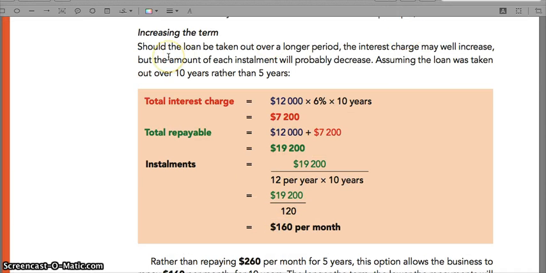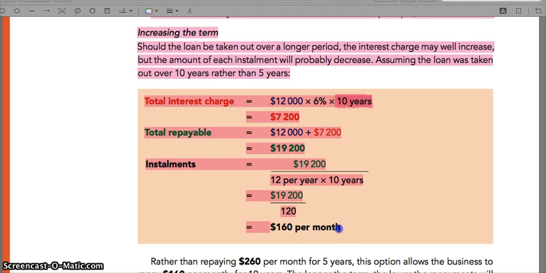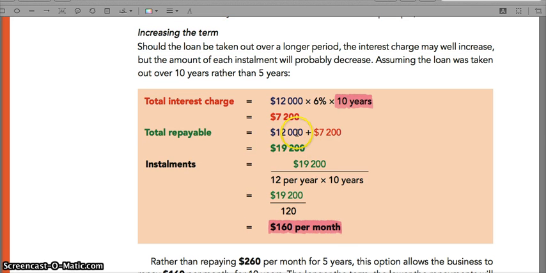Now, should the loan be taken out over a longer period of time, obviously the interest charge is going to increase, isn't it? Because we owe the principal for a longer period of time. So this example shows that over 10 years, although we're paying less per month, paying $160 instead of $260, the amount that we're paying in terms of interest is actually greater, because we have that obligation for longer.